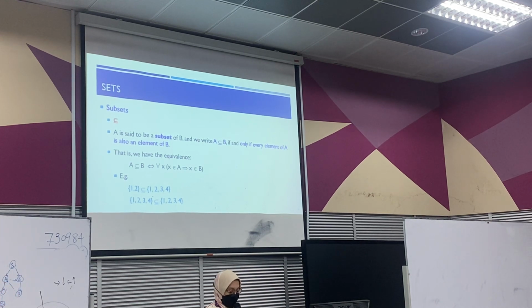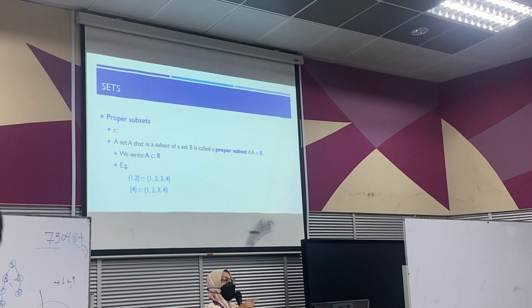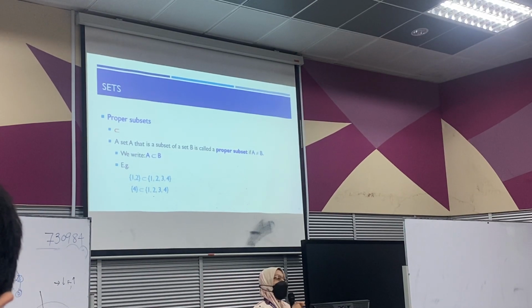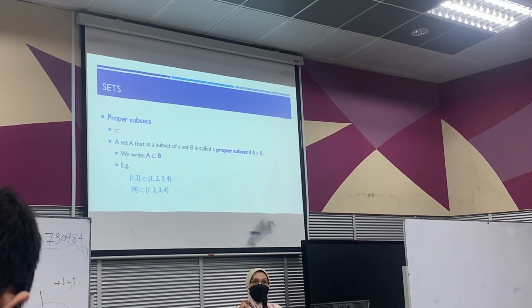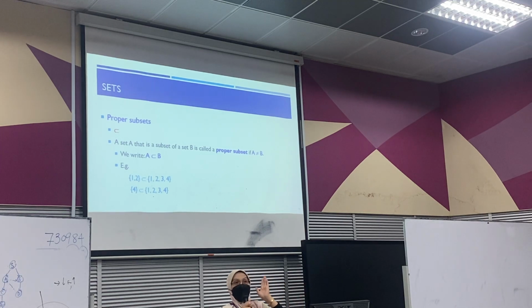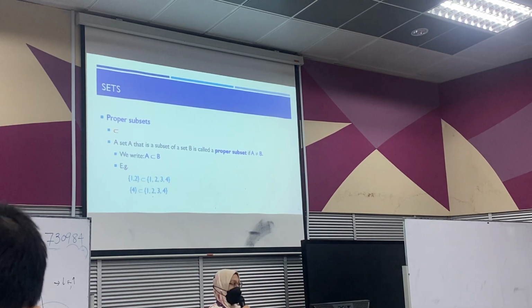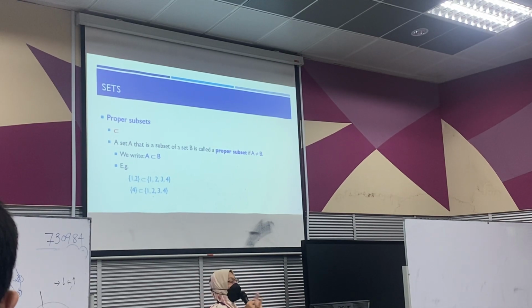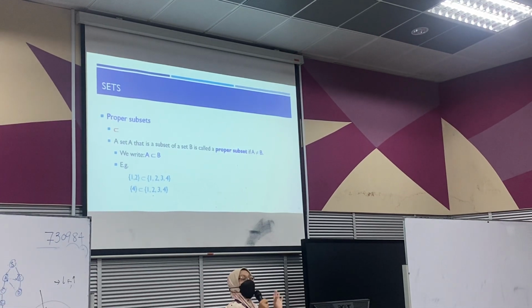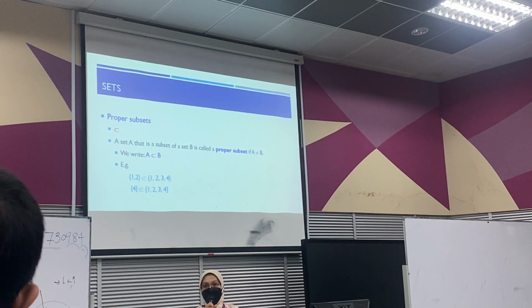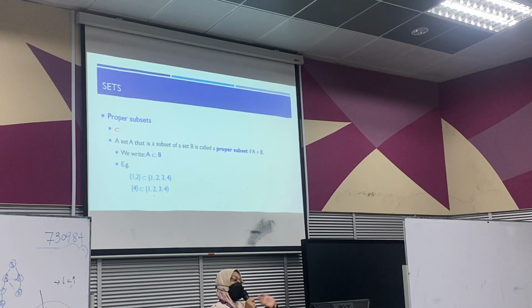If you want to use the symbol C without the line, we call this a proper subset. A little bit different. A proper subset cannot have set A equal to set B. Meaning you can have set A less than set B, but you cannot have set A equal to set B. That is a proper subset. Okay, so how do we differentiate these two?